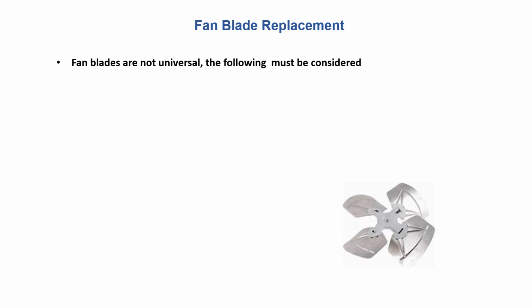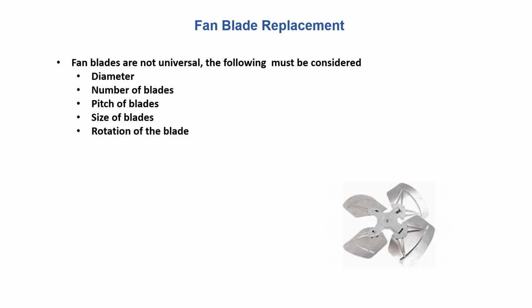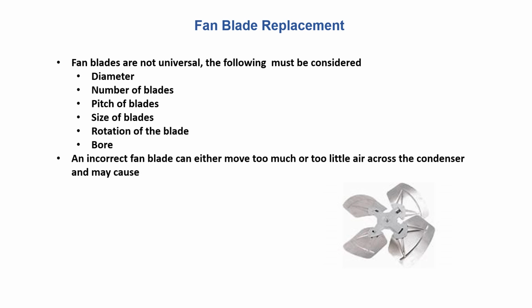Fan blades are not universal. The following must be considered: diameter, number of blades, pitch of the blades, size of the blades, rotation of the blade, and the bore. An incorrect fan blade can either move too much or too little air across the condenser and may cause higher than normal head pressure, low or high subcooling.